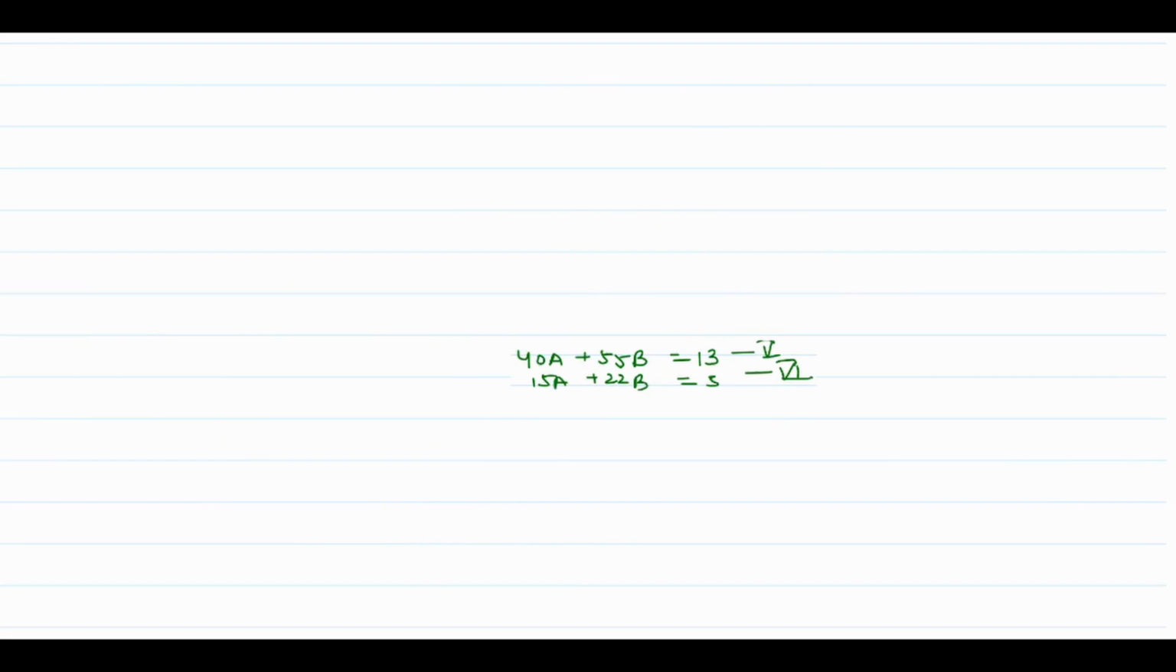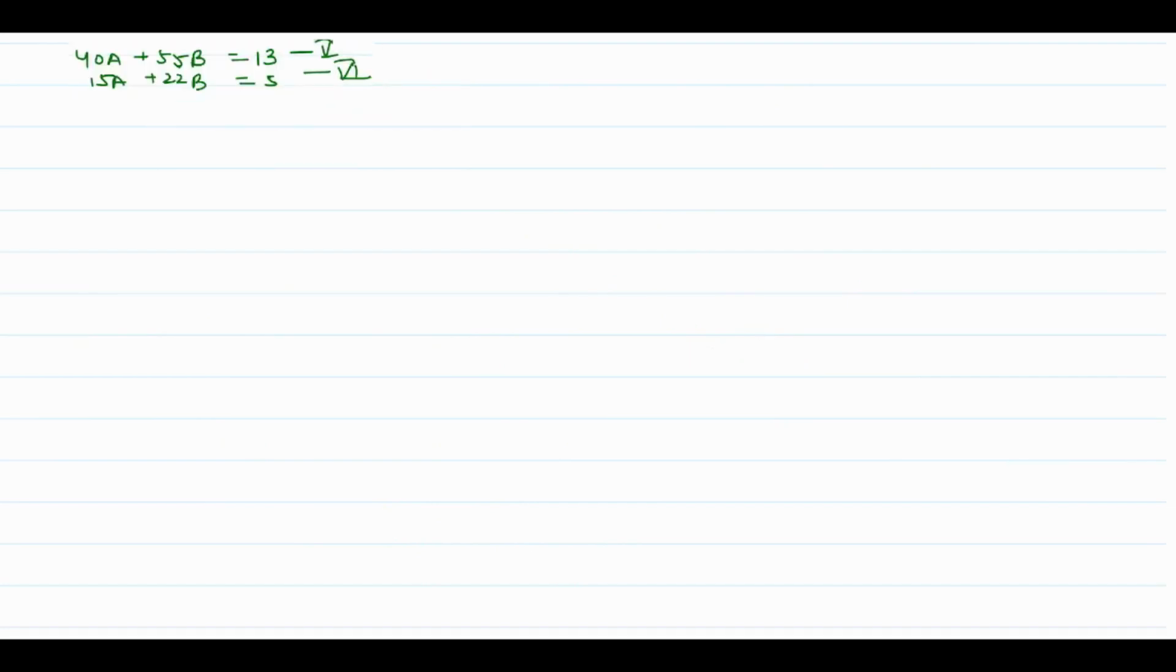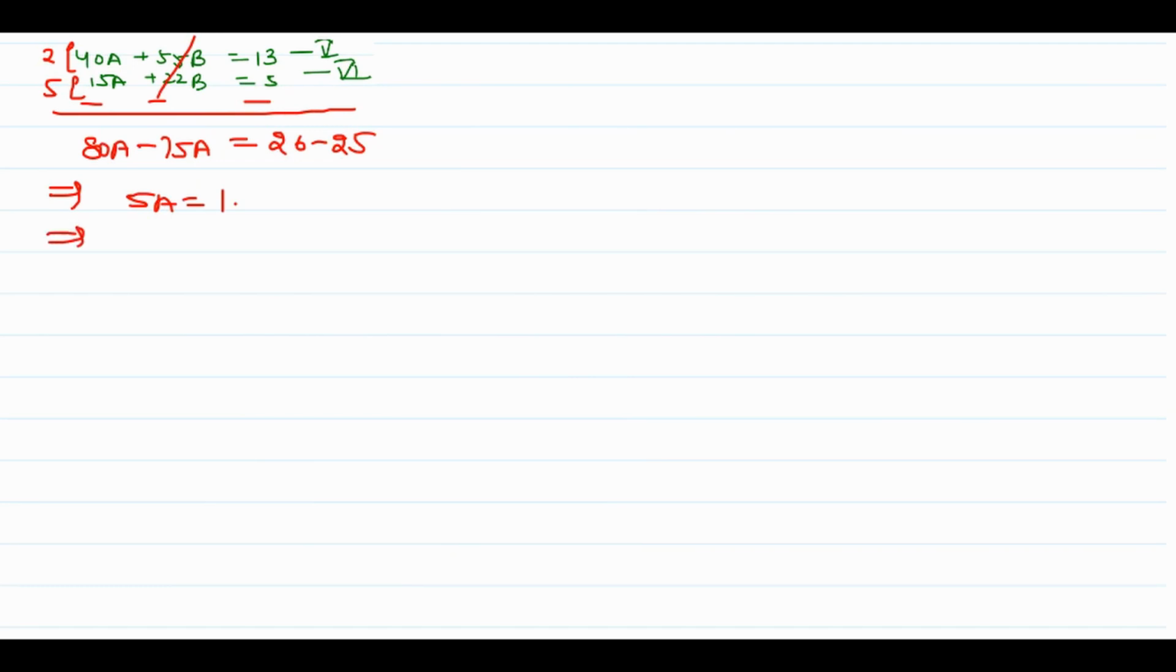Let me adjust it a little. So this thing we have, now solve them, whatever method you want to use. So if I just look at eliminating b from here, this is 55, this is 22. If I multiply this by 2 and this by 5, we will get the b term eliminated, and of course by subtracting. So this will cancel out and we'll have 80A minus 75A is equal to 26 minus 25. This implies 5A is equal to 1, implying A is equal to 1 by 5.